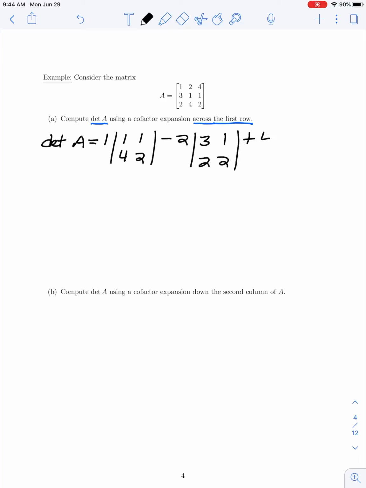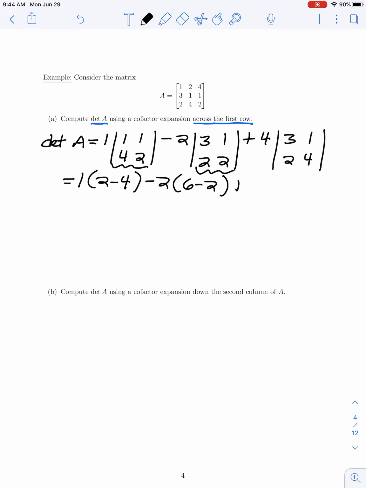Then plus, we have the third entry in the first row, 4 times the determinant of the submatrix 3, 1, 2, 4. So let's see what we're left with. We have a 1 times the determinant of our first 2x2, which is 2 minus 4. Then minus 2 times the determinant of the second submatrix, which would be 6 minus 2. And then plus 4 times the determinant of our last submatrix, which is 12 minus 2. So simplifying, we have -2.